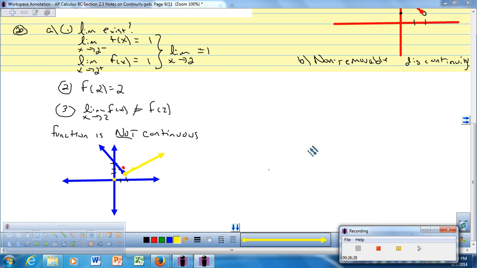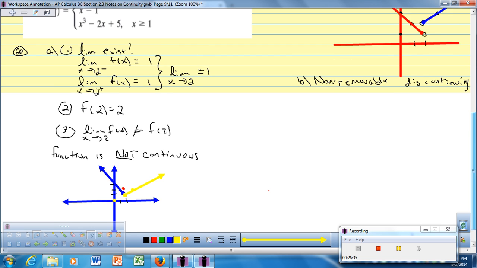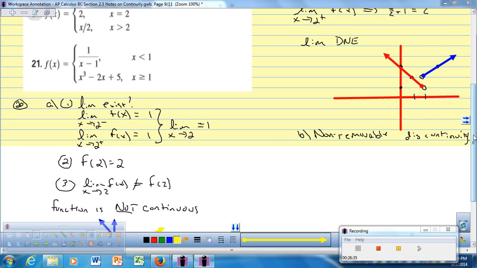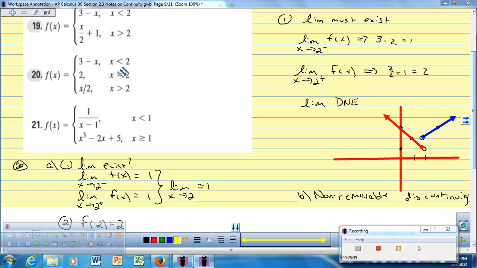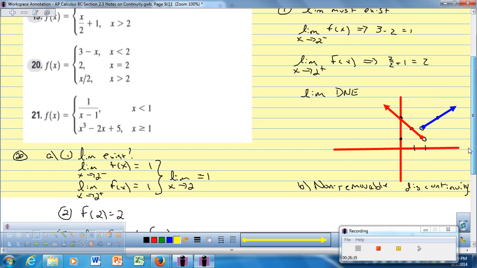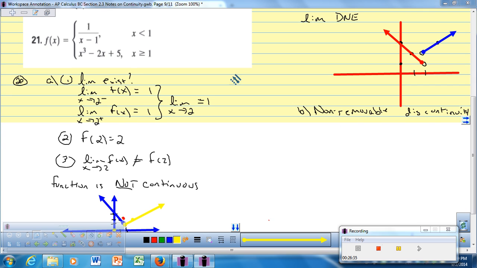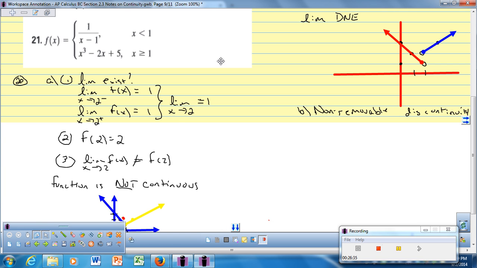Okay, so part A in number 20, if you look up here, 20 is another piecewise function. It is 3 minus x if x is less than 2. It is 2 if x equals 2, and it is x over 2 if x is greater than 2. So we first ask ourselves about the continuity. Does the limit exist? So we take a look at the limit from the left as x approaches 2.